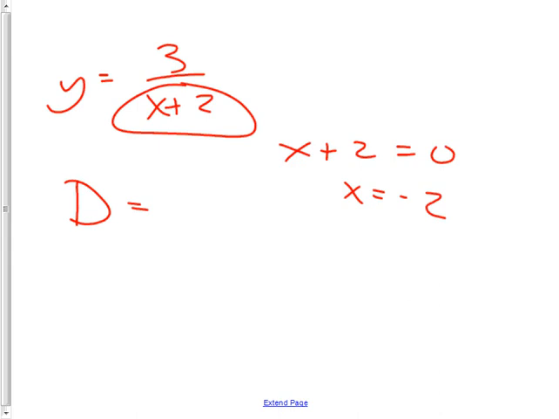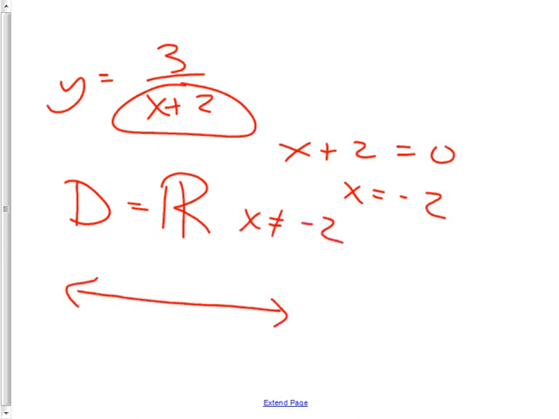Except what? The domain is all real numbers except what? X cannot be negative 2. And if you'd rather do it this way, everything works except negative 2. Whichever way you like. Any questions on that one?